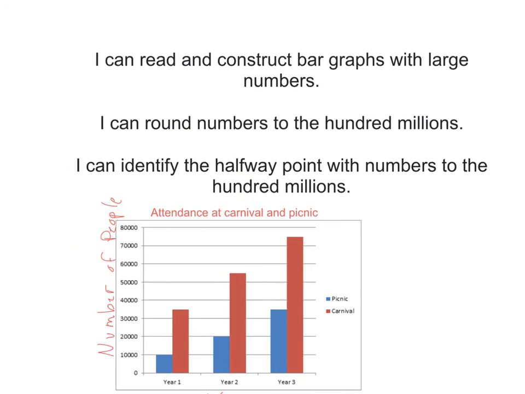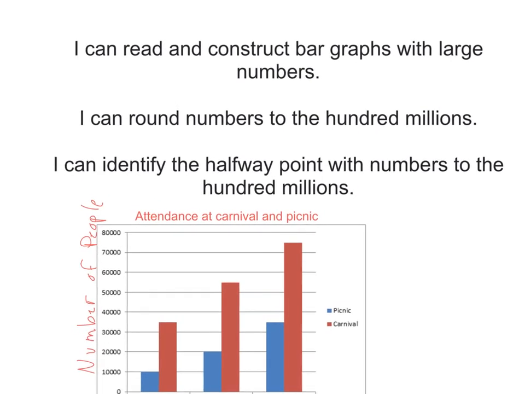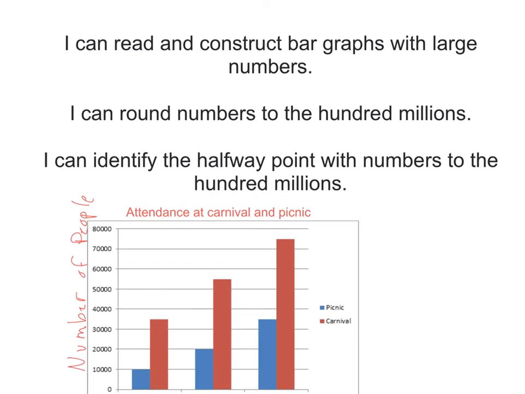Remember while you're working today that these were the I can statements. So this is what you need to be focusing on. I can read and construct bar graphs with large numbers. I can round numbers to 100 millions. And I can identify the halfway point, that was a huge point today, with numbers to the 100 millions.